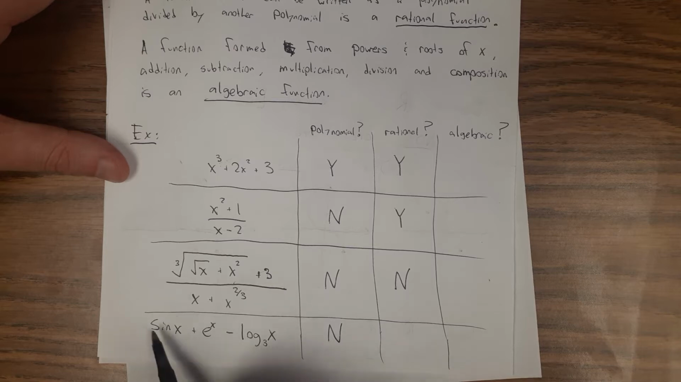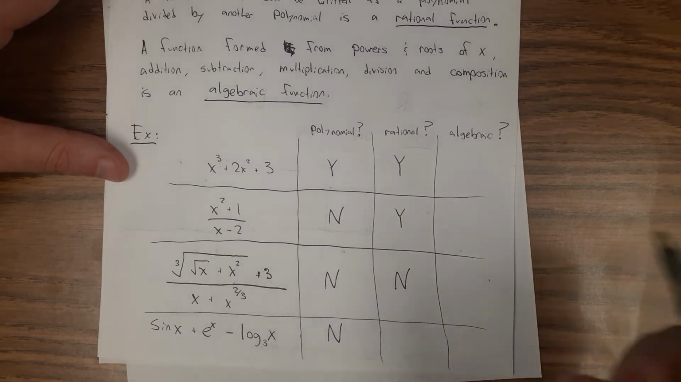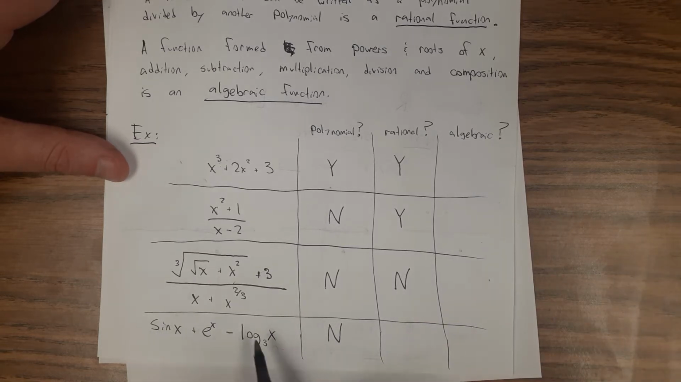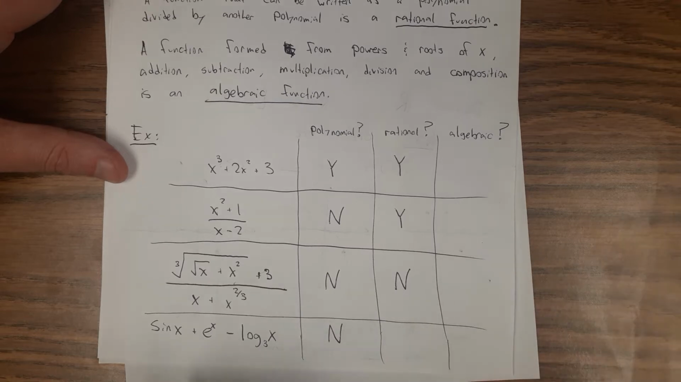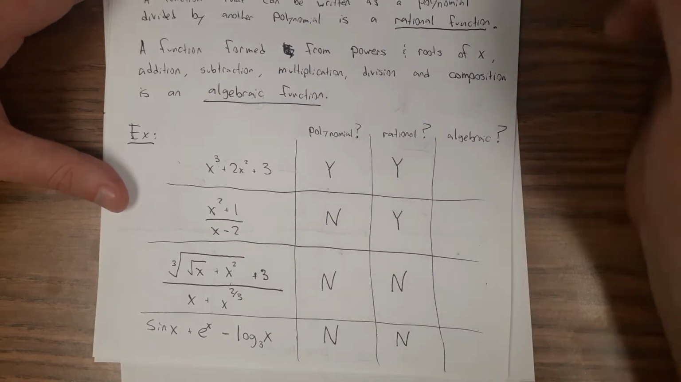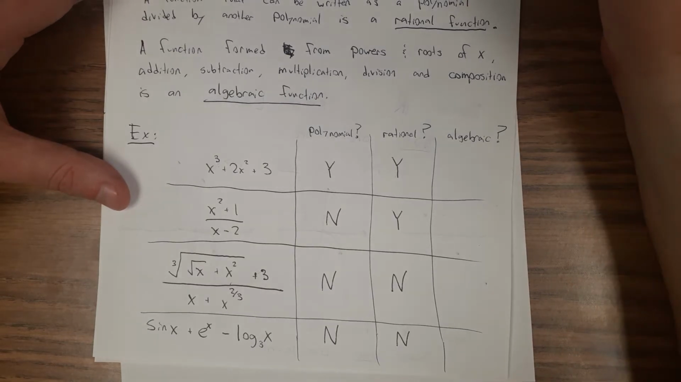And this one is just no. I could try to put this divided by 1 to make it a fraction, but that wouldn't really help because the top would not be a polynomial. The top is involving all kinds of things that can't be involved in polynomials. So that's a no.